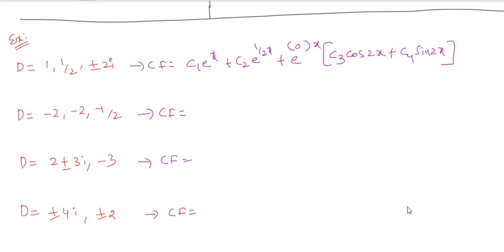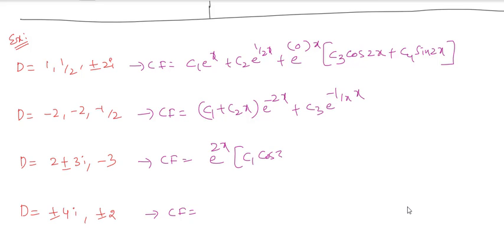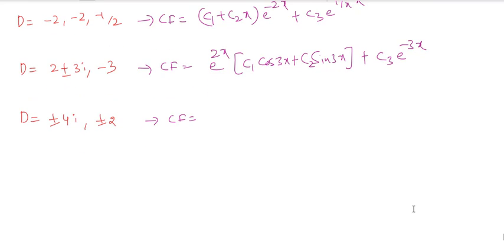Yeah. Similarly, can you try this? This is repeated, am I right or not? So you have to represent it as C1 plus C2x into e to the power of minus 2x plus C3 into minus 1 by 2, so that is minus 1 by 2x. That's it. Next, similarly this one, e to the power of 2x into C1 cos 3x plus C2 sin 3x, then plus C3 into e to the power of minus 3x will be there. Am I correct or not? Yes or no? Yeah.